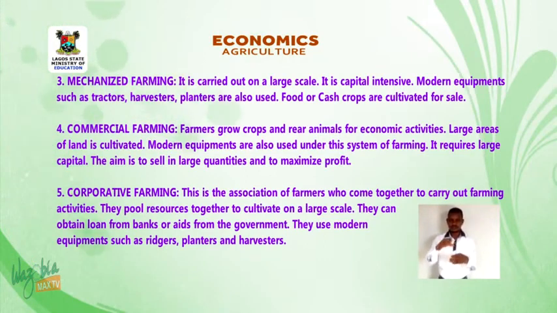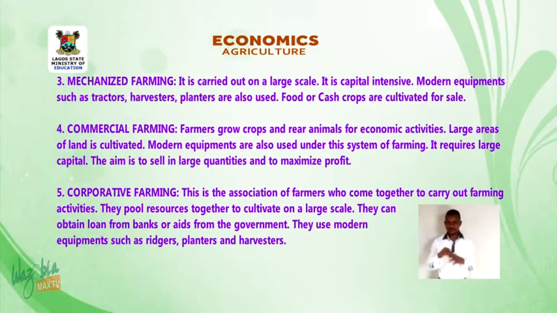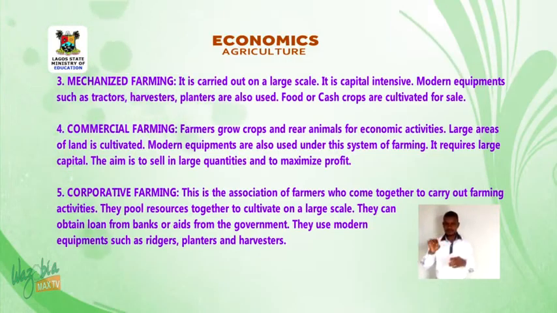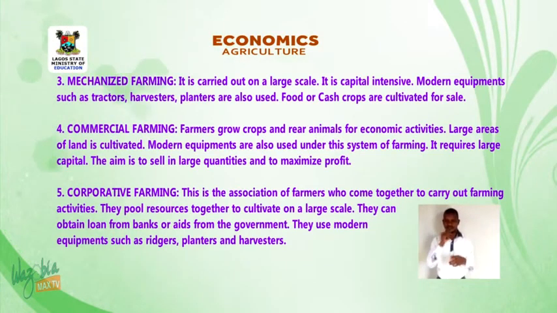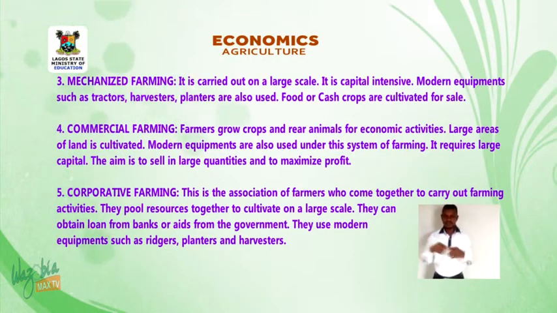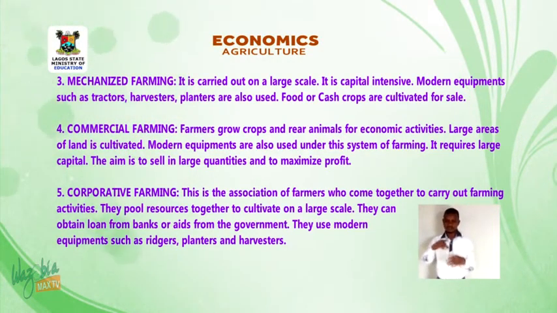Number 4, commercial farming. Farmers grow crops and rear animals for economic activities. Large areas of land are cultivated. Modern equipment is also used under this system of farming. It requires large capital. The aim is to sell in large quantities and to maximize profit.